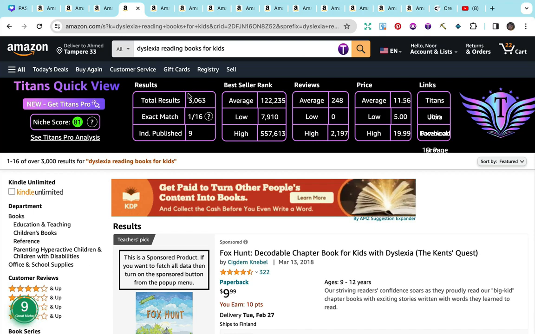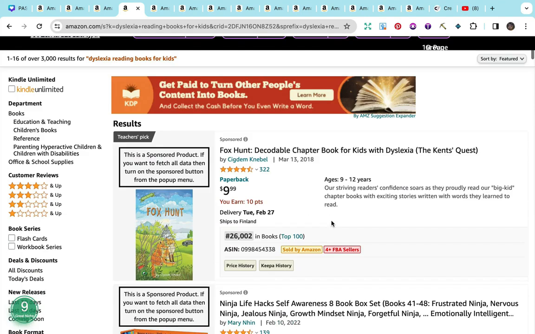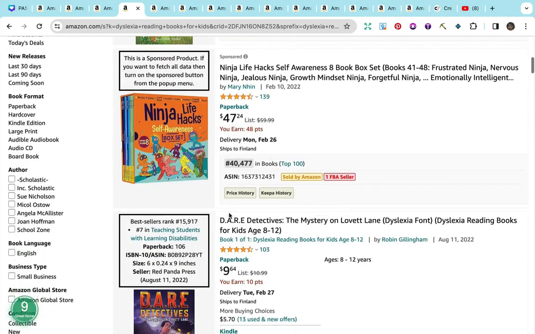Coming to the total results, they're sitting at 3,063, a little bit on the high side, but you could easily niche down according to the size and according to the age group of these lovely children, and according to whether you want it specifically for girls or for boys. Also, the bestseller rank is under 300,000 and it is averaging 122,235. We've got the average reviews of 248 and average price of $11.56.